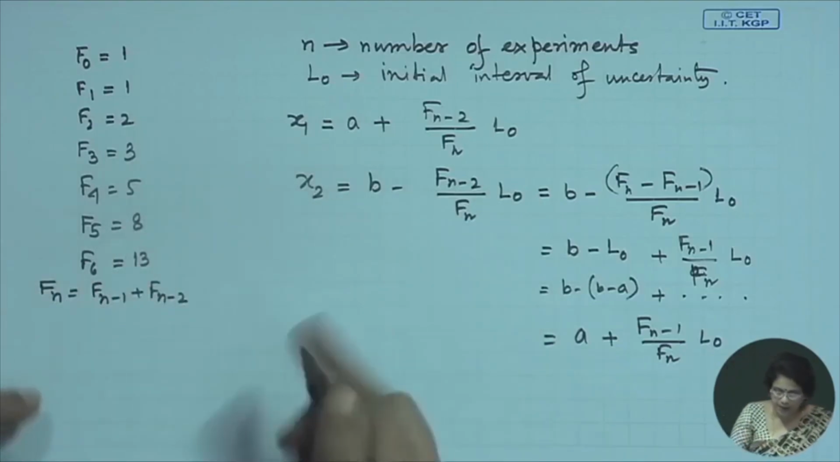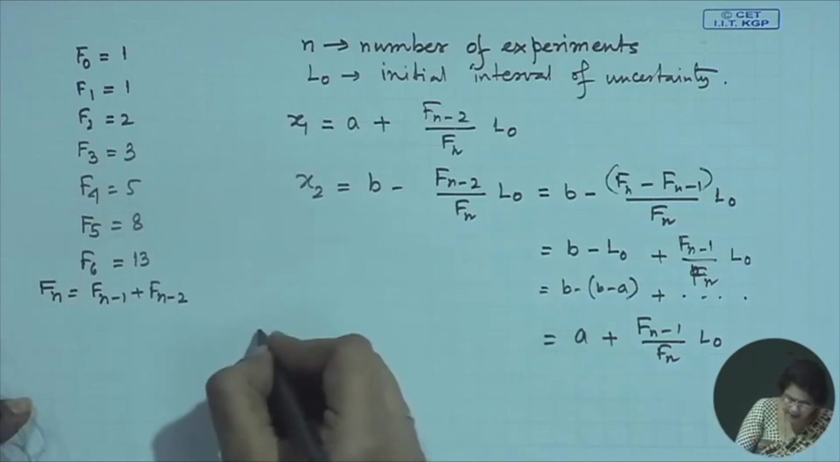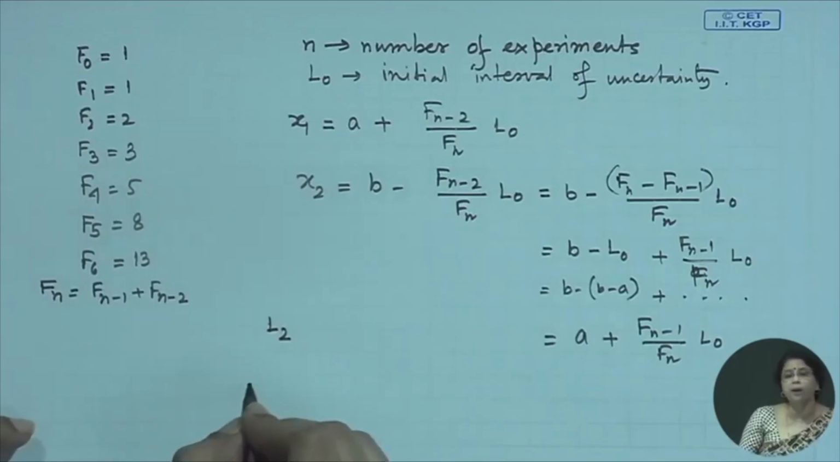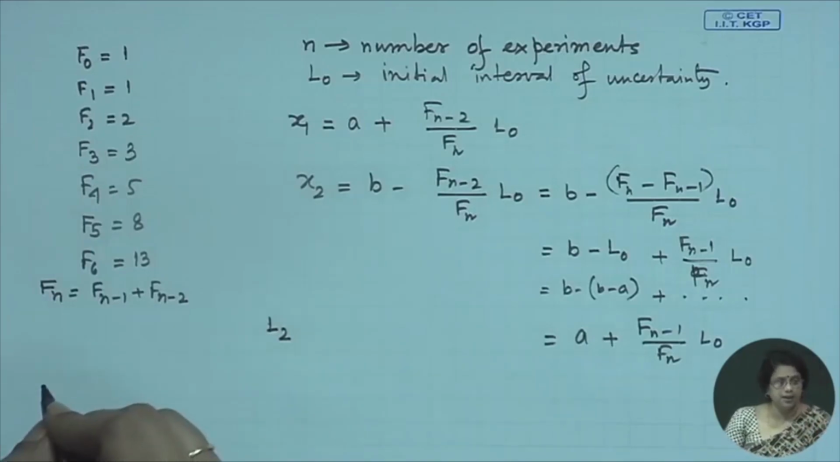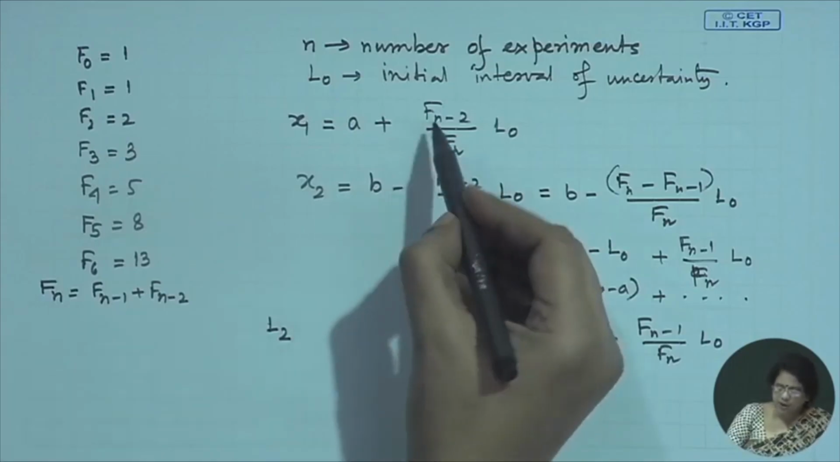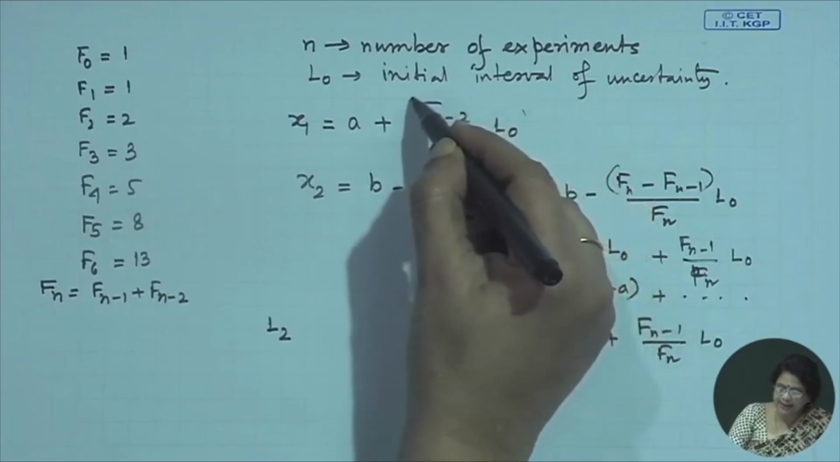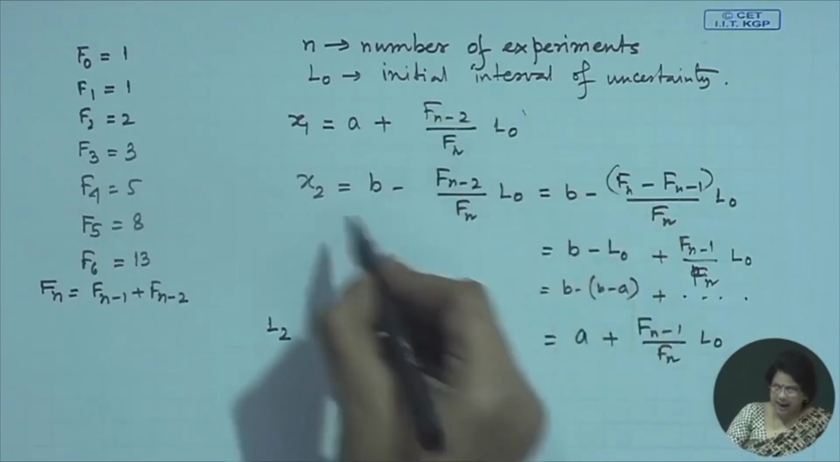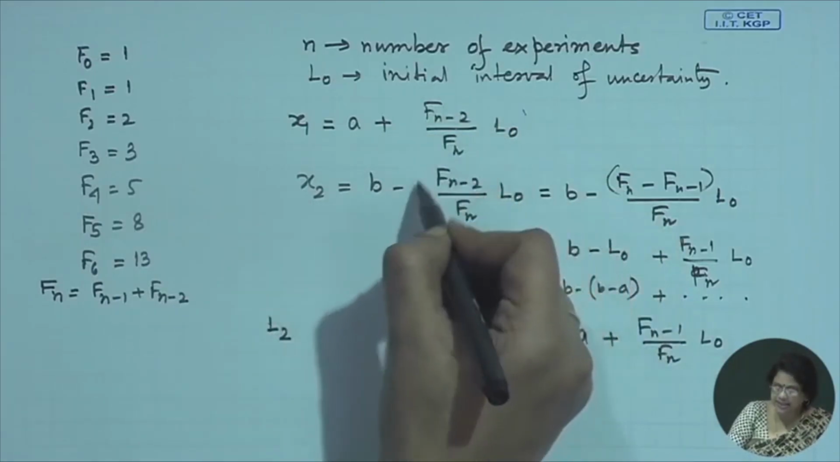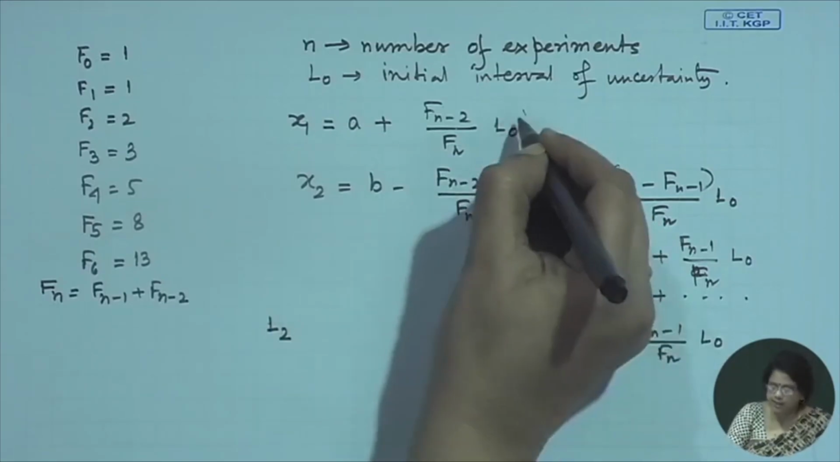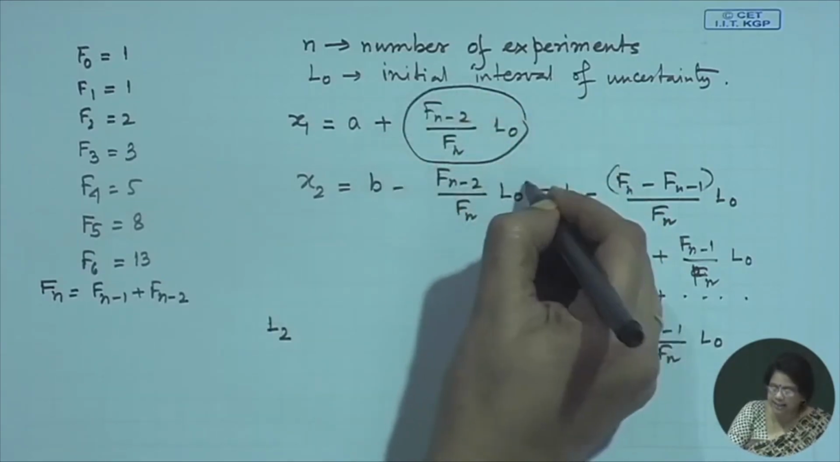That is why my next interval of uncertainty would be L2. How much will L2 be? That is the question to you. How much would it be? You see, on one side I am taking this term with addition to a, and on the other side I am taking the same term and subtracting it from b. That is why this term is the guiding term for me.